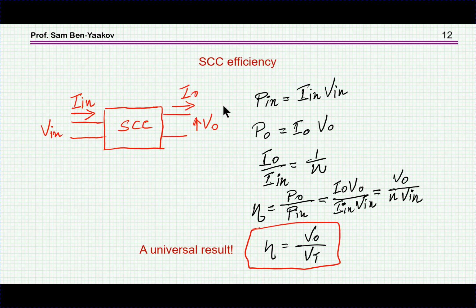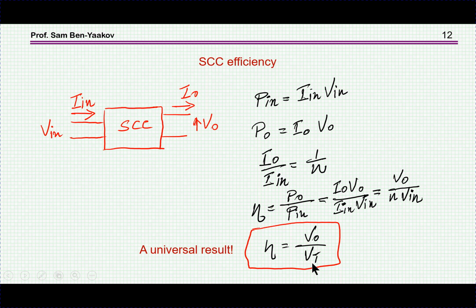So how can we use it? We use it to have a very quick result for the efficiency, because if P in is I in times V in, and P out is I out times V out, and I out over I in is 1 over N no matter what the loading is, therefore the efficiency, P out over P in, which is this ratio, I out over I in is 1 over N, and N times V in is the target voltage, and we see that the efficiency is V out over the target voltage.